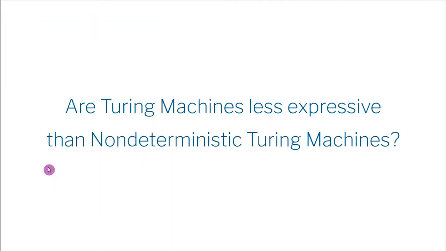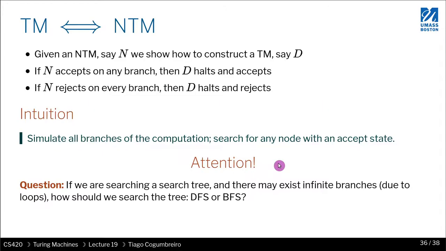So how would we go about simulating a non-deterministic Turing machine? The question is, are Turing machines less expressive than non-deterministic Turing machines? And the answer might surprise you. The answer is, they are equivalent, as expressive as. A Turing machine and a non-deterministic Turing machine have the same level of expressiveness. So what that tells us is that I can use a Turing machine to simulate a non-deterministic Turing machine. So how do I do that? Well, the way I do it is very simple.